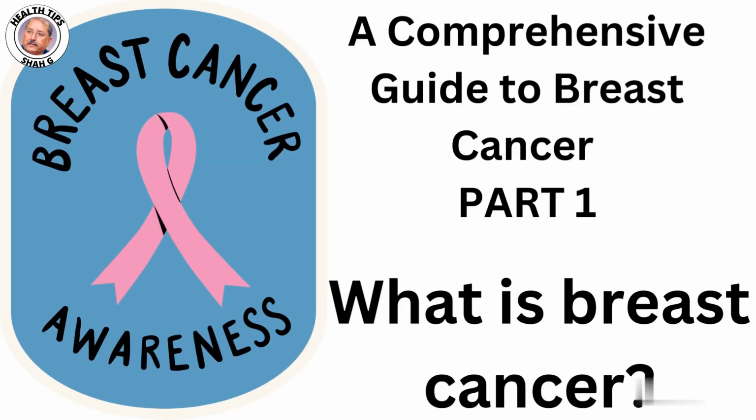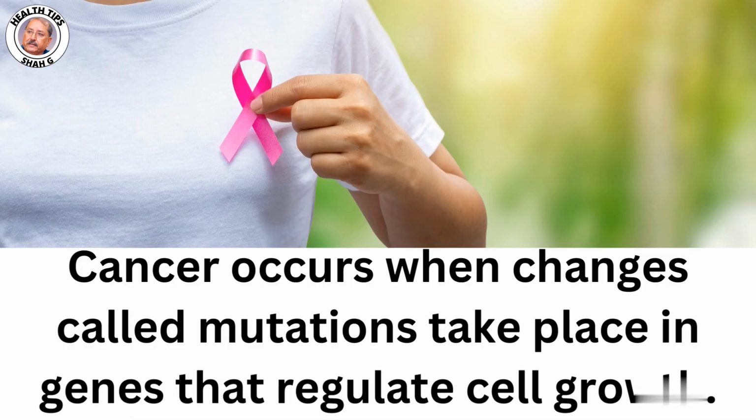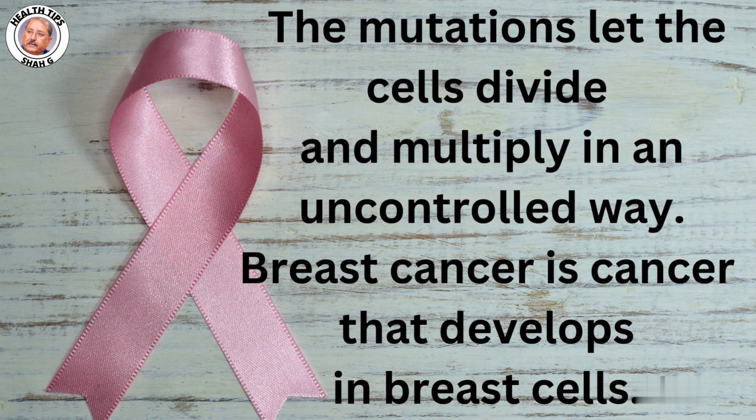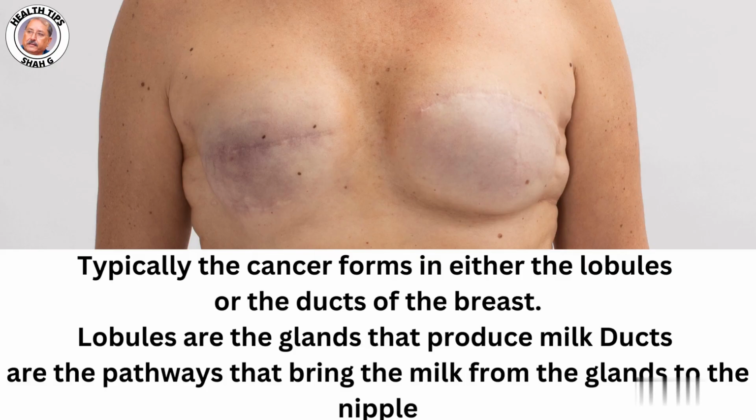A comprehensive guide to breast cancer, Part 1. What is breast cancer? Cancer occurs when changes called mutations take place in genes that regulate cell growth. The mutations let the cells divide and multiply in an uncontrolled way. Breast cancer is cancer that develops in breast cells.